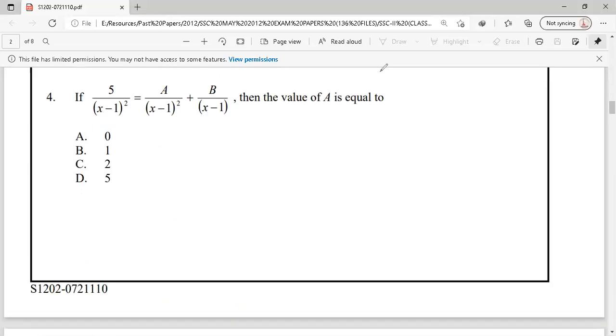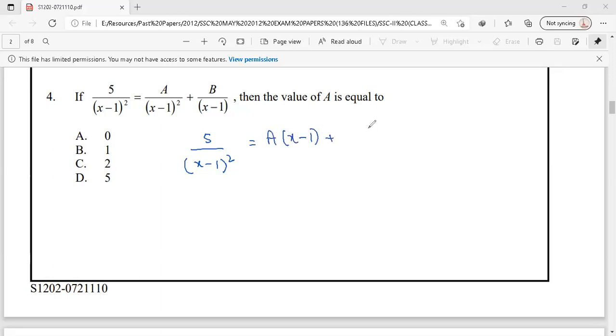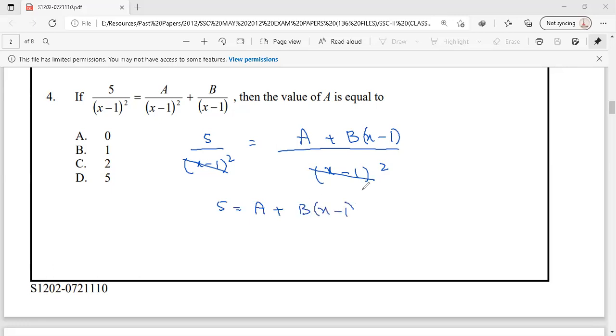Then we have question number 4, in which we have to find the value of a. So let's solve this partial fraction. 5 over x minus 1 whole square is equal to a into x minus 1 plus b into x minus 1 whole square divided by x minus 1 whole square. Okay, so for the value of a, these two terms will be cancelled out. We will have 5 equals a plus b into x minus 1.